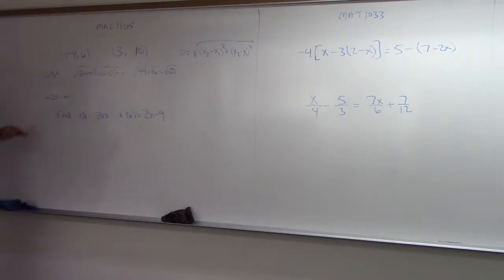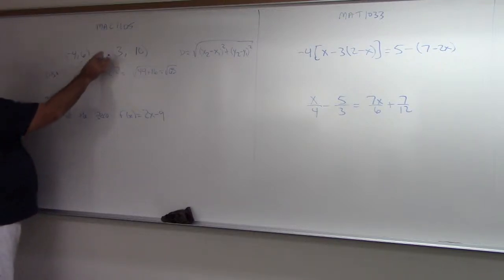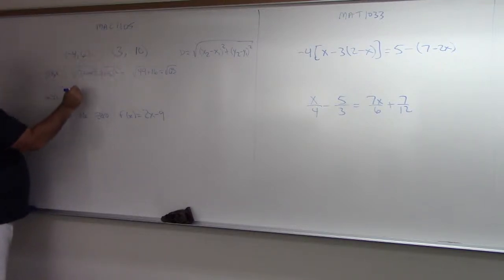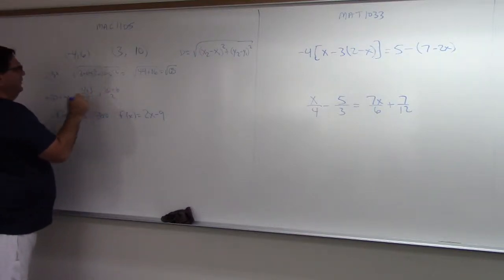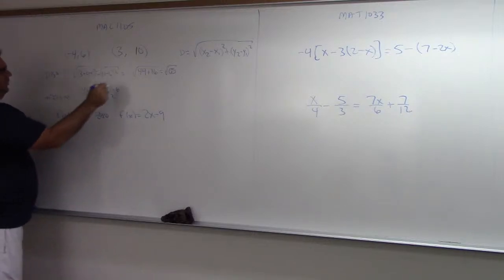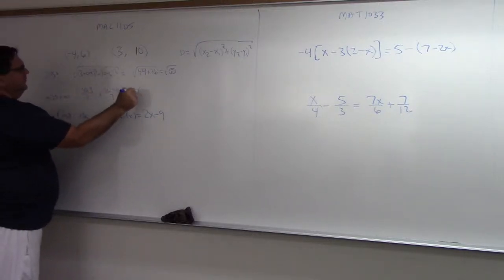All right. Midpoint. Midpoint is going to be the average of these 2 points. So -4 plus 3 over 2, 10 plus 6 over 2. So this is -1/2 and 8.